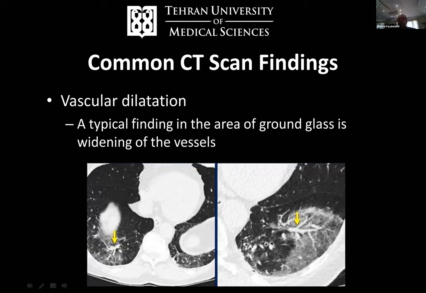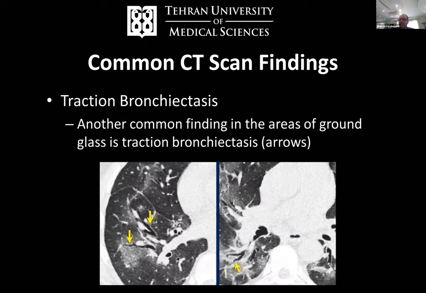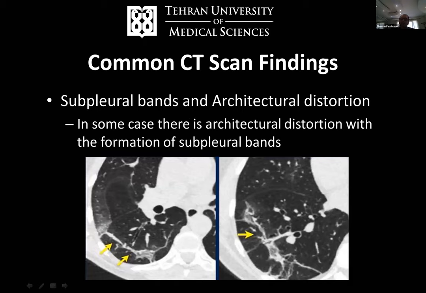Another common finding is vascular dilation. A typical finding in the area of ground glass is widening of vessels in this area, and again, you can see in this picture dilatation of vessels in the ground glass area, which is another common finding in the CT scan of these patients. And maybe in later stages of the disease, we can see traction bronchiectasis, and at the end of the disease, after resolving of parenchymal involvement, sometimes there is architectural distortion and formation of subpleural bands. These are the most common findings of CT scans of COVID patients.